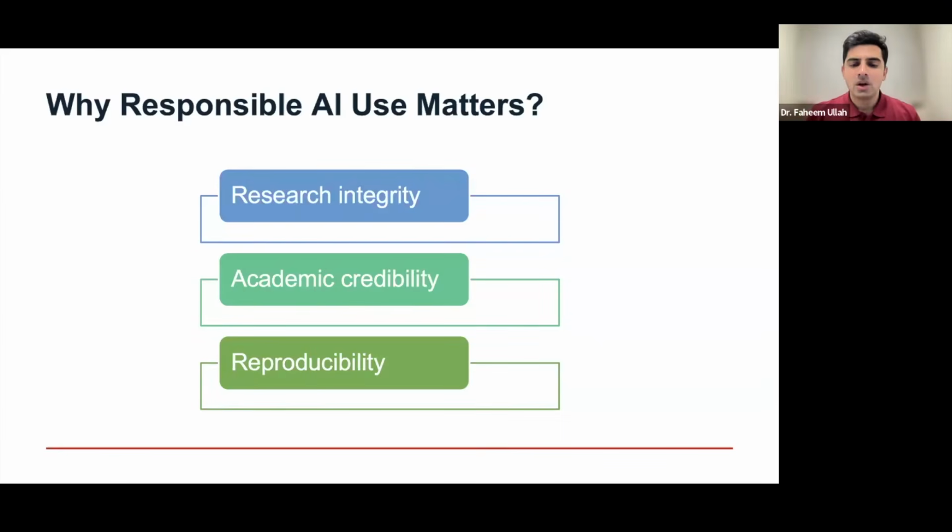Now, the next question is why does it even matter? Why should we be so concerned about the responsible use of AI, right? As an academic, as a researcher, there are certain consequences to our actions. For example, during my PhD, the first paper that I wrote, we sent it to a very decent journal, and the journal rejected the paper.